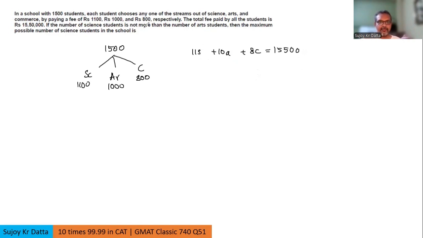if the number of science students is not more than the number of arts, so that means science is less than or equal to arts, the maximum possible number of science students. So you have to make science max. Now since science has a coefficient of 11, and arts has a coefficient of 10, if I take the extreme case where science and arts are equal, we would have ended up with 21S plus 8C equals 15500.